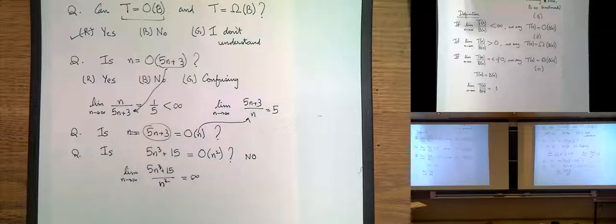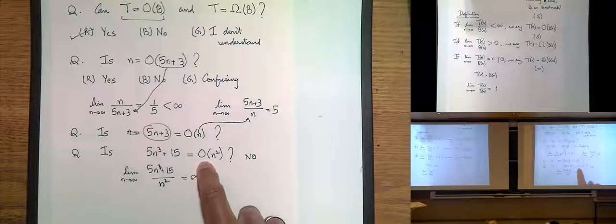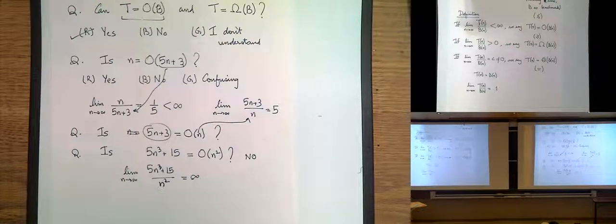Say it again? Okay, so if you set this to be little o, it would still be no. Little o means that the limit is 0. I'm sorry? The little omega, you mean? It is little omega, yeah.